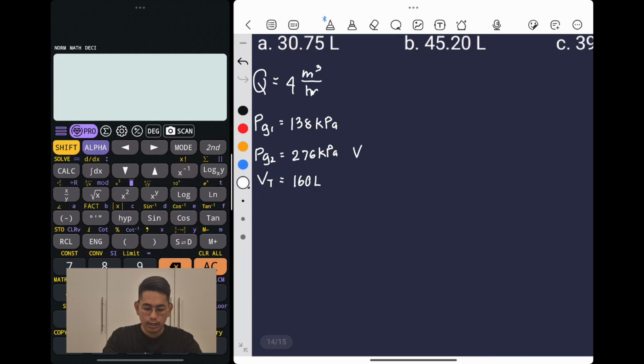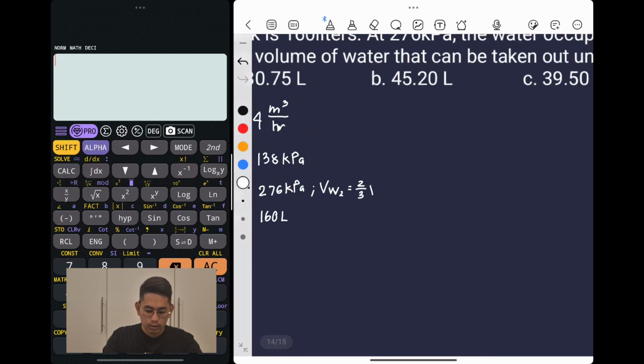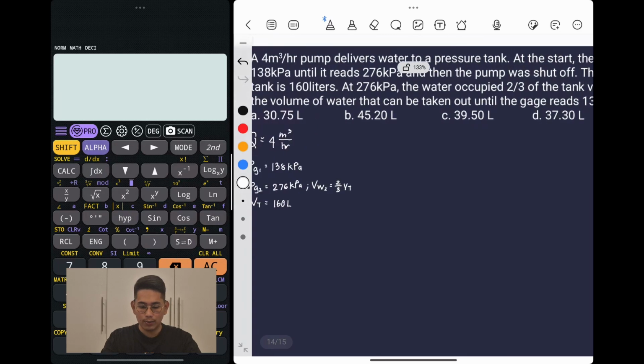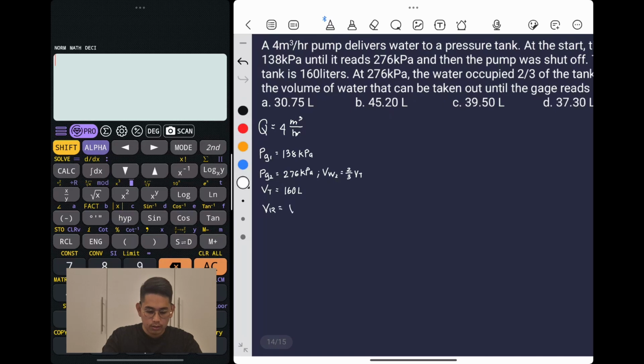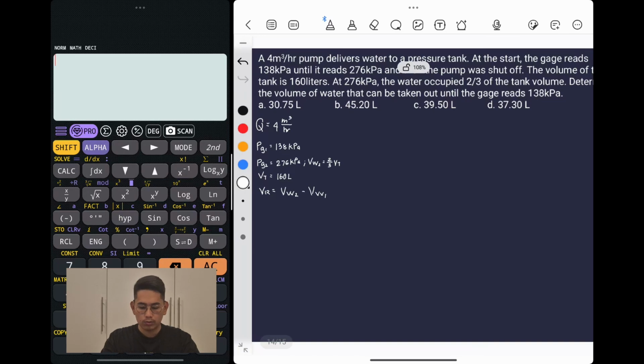At 276, let's put it here. The volume of water is equal to 2/3 of the volume of the tank. What we are looking for is the volume of water that can be taken out until the gauge reaches 138 kPa. So what we are looking for here is the volume removed, which is equal to VW2 minus VW1. To solve this, we will use Boyle's law, P1 V1 is equal to the pressure of the second state times the volume of the second state. Since we are looking for VW2, we need VW1.